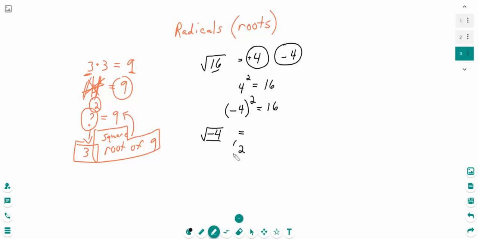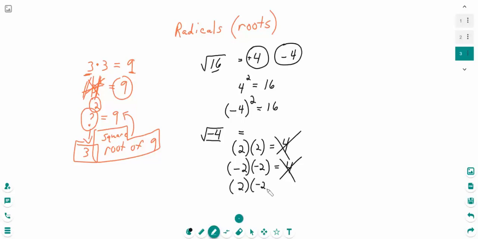Well, 2 times 2 gives me 4. That doesn't work. Then you might think, let's try a negative 2. A negative 2 times a negative 2. But look at that. A negative times a negative is a positive. So that also gives me 4. That doesn't work either. I'm looking for a negative 4. So the only way I could get a negative 4 is if one of them were positive and the other one were negative. But then we're not really squaring it, because we're not taking one number and multiplying it by itself. We're multiplying it by its opposite, not by itself.